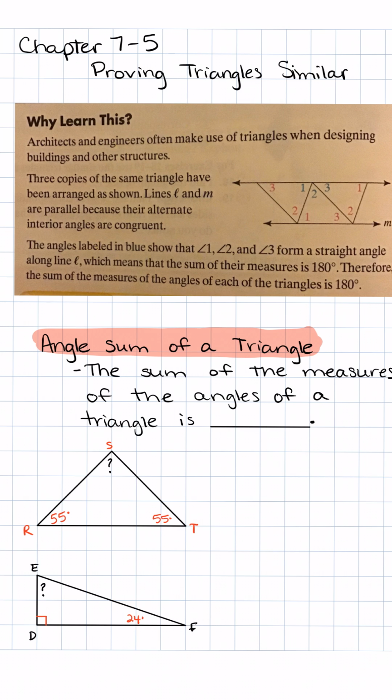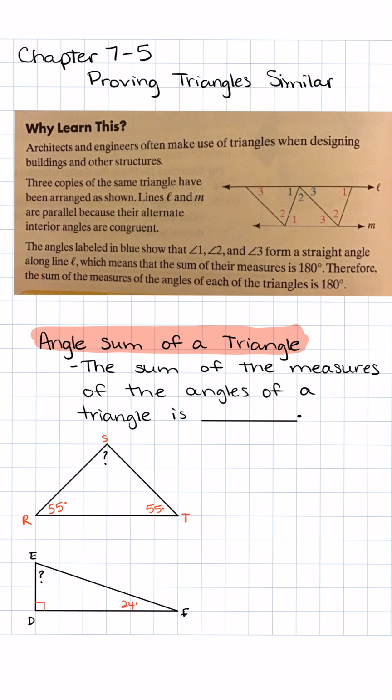Lines L and M are parallel because their alternate interior angles are congruent. So the angles labeled in blue, angle 1, angle 2, angle 3, form a straight line along L, which means the sum of these 3 angles equals 180 degrees. Therefore, the sum of the measures of the angles of each triangle equals 180 degrees.